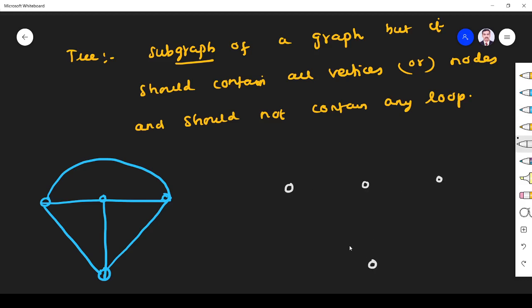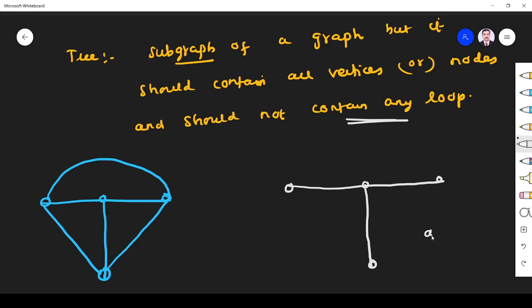So we have 4 vertices, and they all should be connected, but it should not contain any loop, right? Please understand, graph means it should be connected by a branch. So let me draw one tree, but it should not have any loop. So here you see, I connected all the vertices. Vertices 1, 2, 3, 4 are connected. So it must be a connected graph, but there is no loop, right?